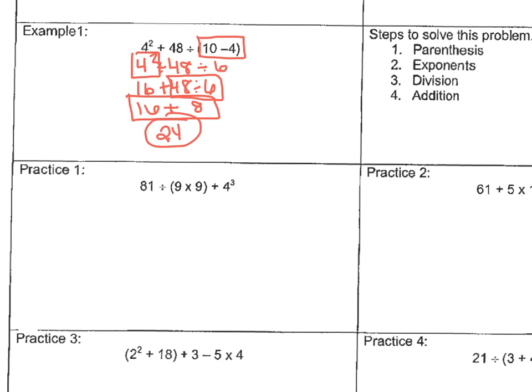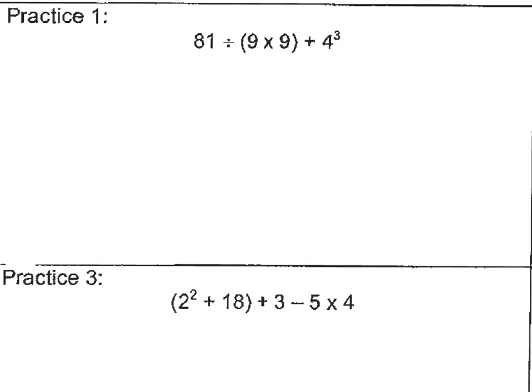Okay, now at this time I'm going to do one more with you, and then you're going to do the other practice problems on your own. So practice problem 1, 81 divided by parentheses 9 times 9 plus 4 cubed. So what we have to do first is do what's in parentheses. So we box it. 9 times 9 is 81. Then you rewrite the problem.